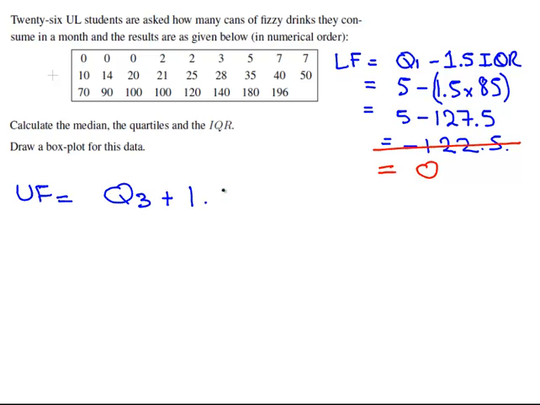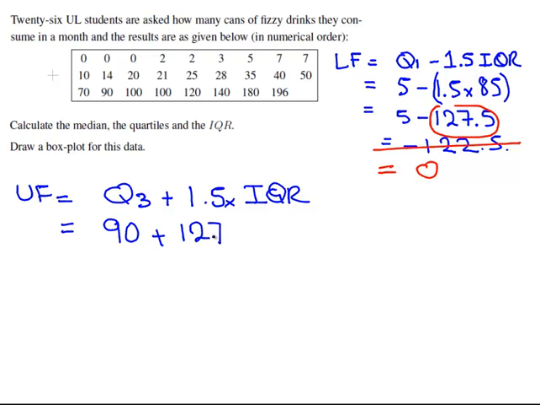Q3 plus 1.5 times the interquartile range. Now that is Q3 was 90, plus we have this value here from earlier on. We're going to use that one again. This time we're going to add it to the Q3, so 127.5, and that is 217.5. So that's the upper fence.